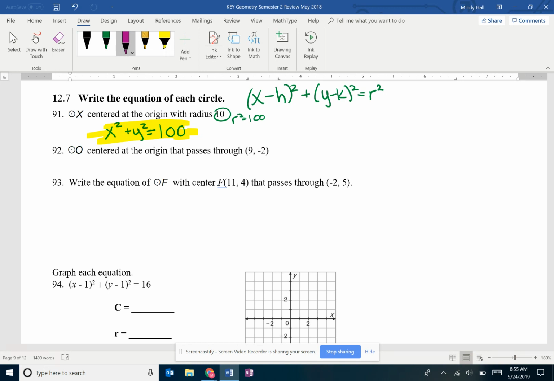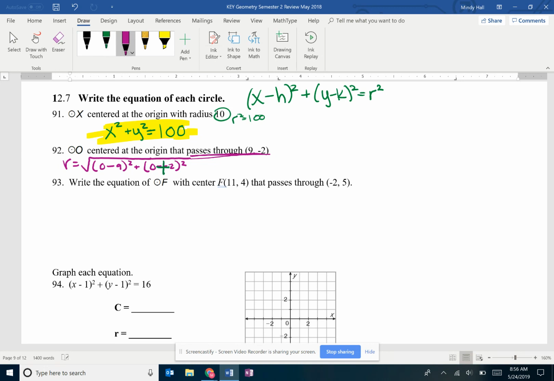For 92, it's centered at the origin again, and it passes through 9, negative 2. So since it passes through 9, negative 2, you know that that's going to help you find your radius. So my radius is going to be the distance formula. So square root of the x is subtracted, so 0 minus 9 squared, plus the y is subtracted, 0 minus negative 2 squared. Keep in mind that minus a negative 2 becomes a big fat positive.